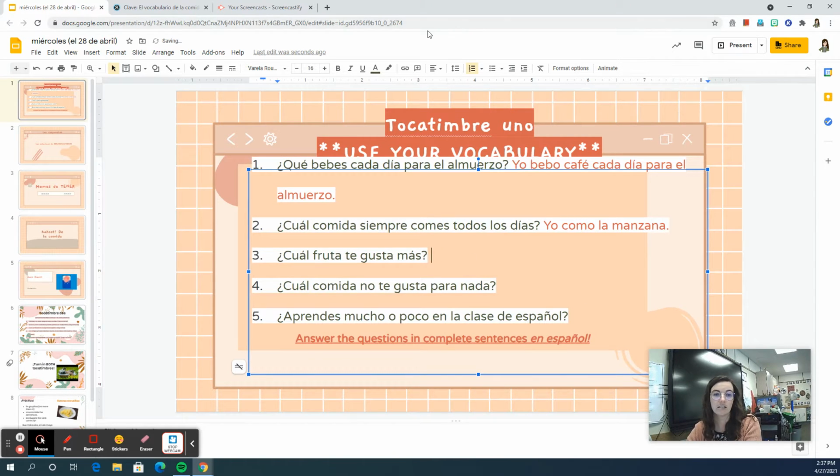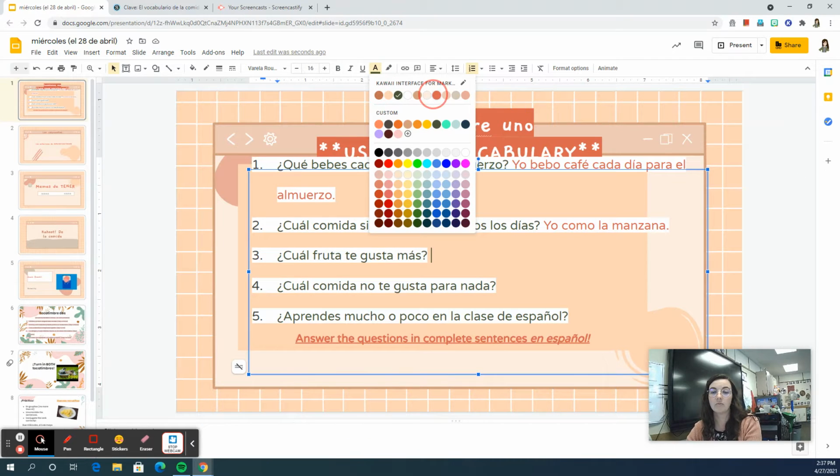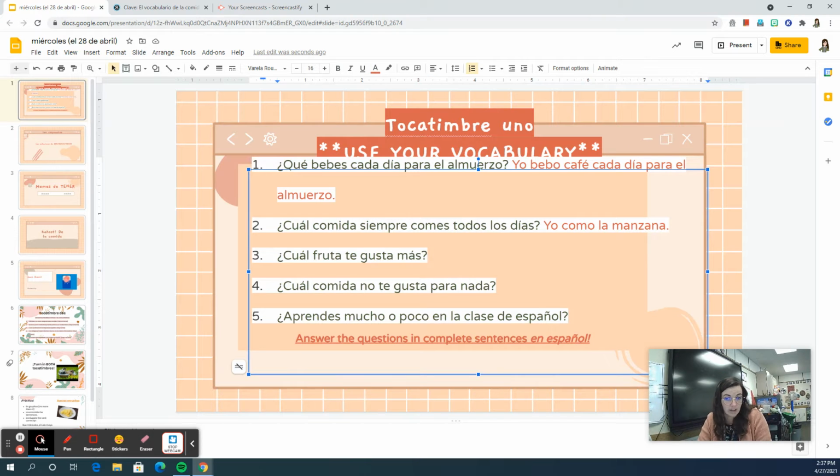Número 3. ¿Cuál fruta te gusta más? The verb gustar is a throwback that we learned way back in January, maybe even December, and it means to like. So I'm asking, what fruit do you like the most? Now, gustar is an irregular verb, so it doesn't follow any of the rules. So instead of saying gusto, gustas, gusta, gustamos, we don't do that. We're going to change the beginning part of it where it says te.